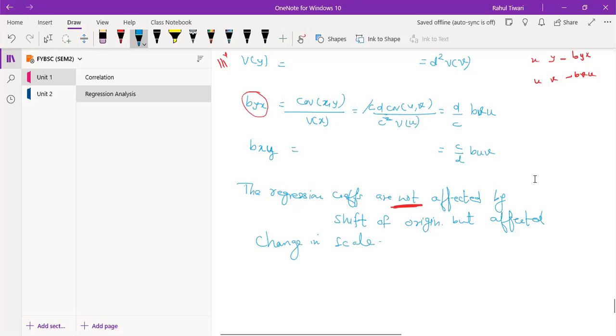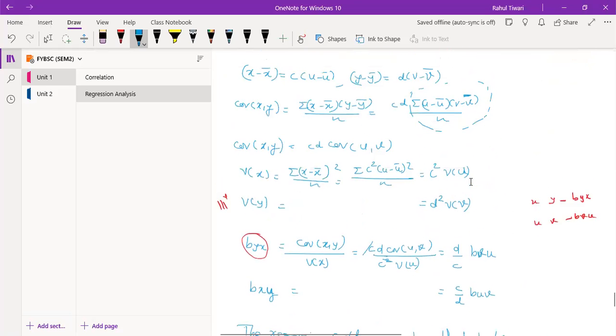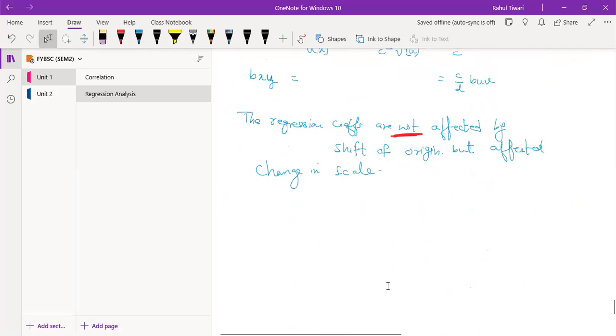Any question? Any question? So we can go ahead with some questions, some problems based on that. See, there are general questions which are basically asked in your MCQ type of questions.